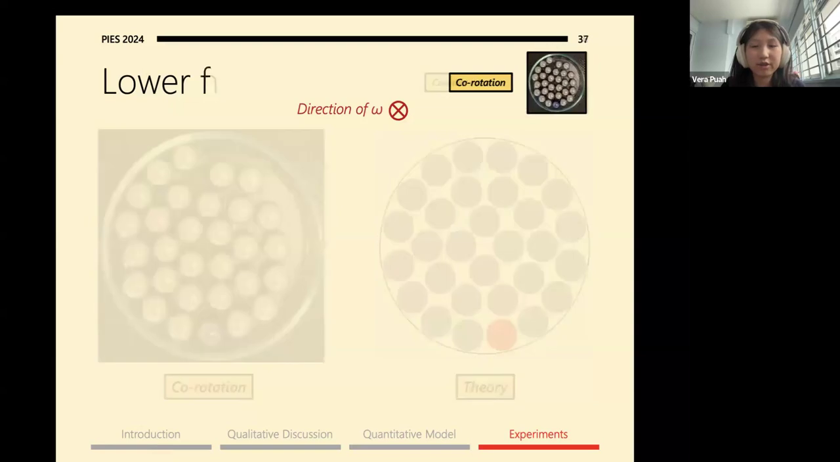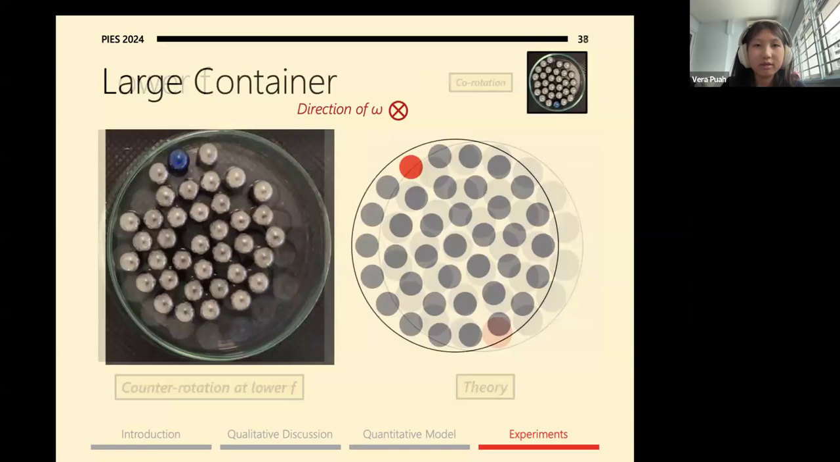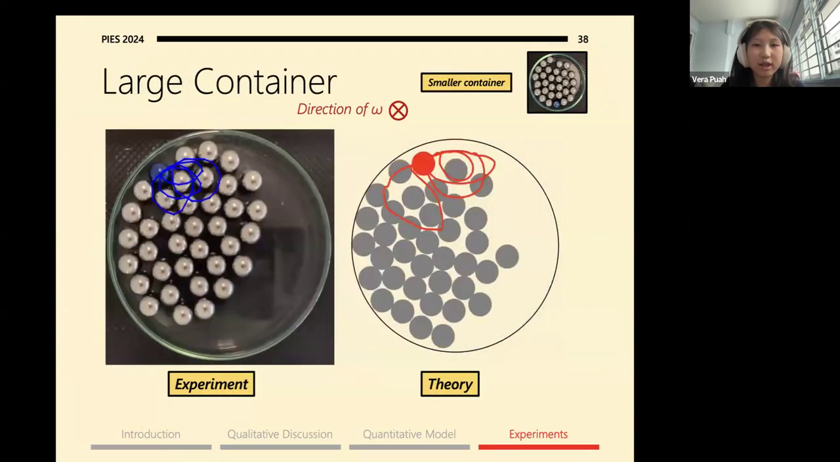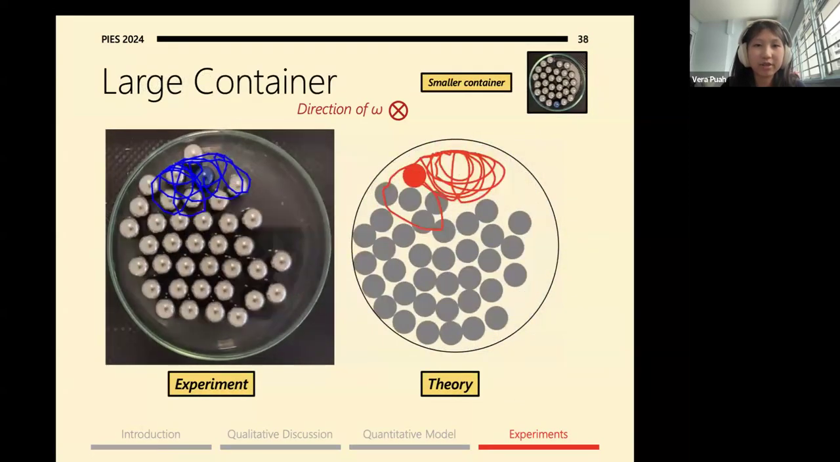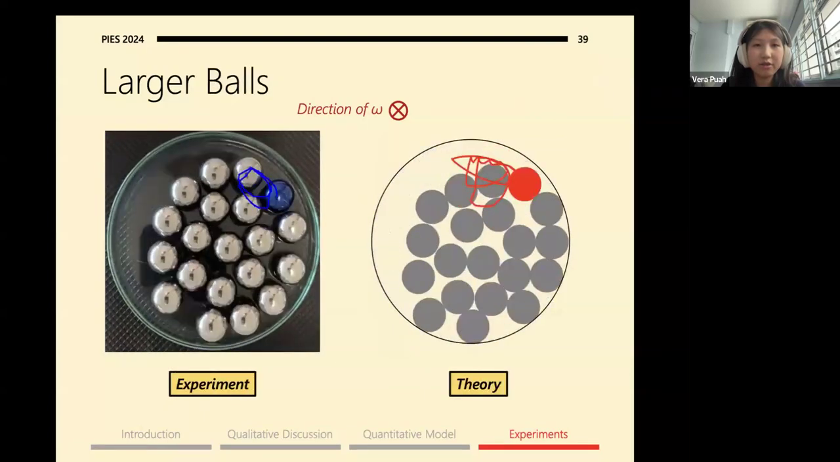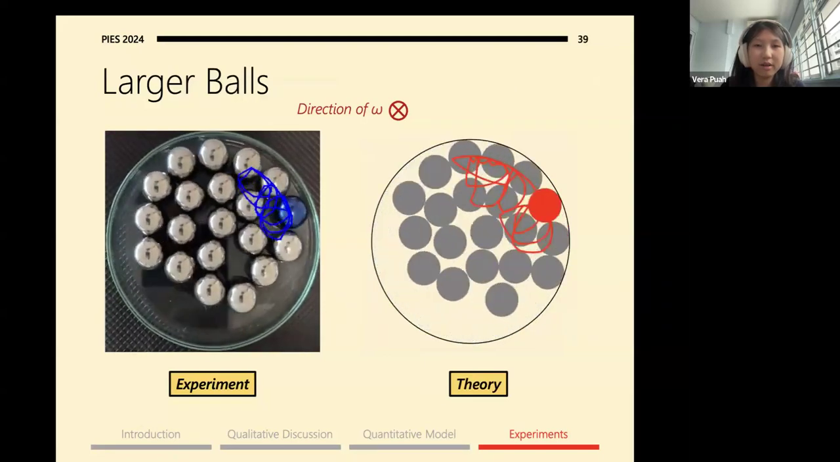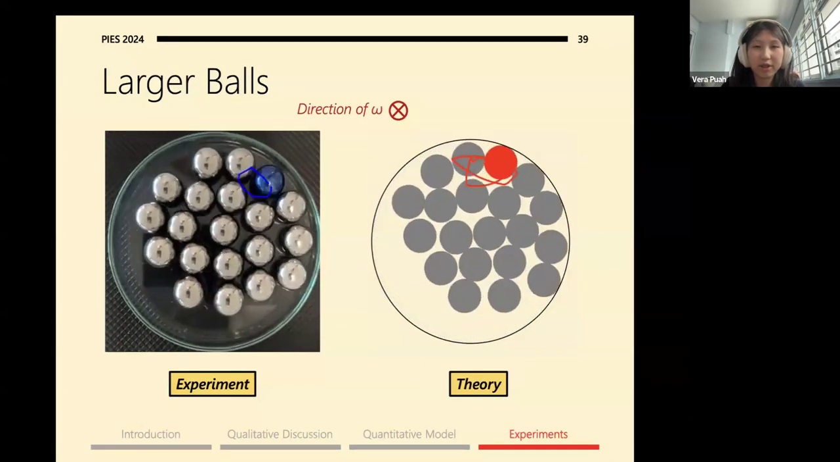When I lower the shaking frequency, it's also quite similar. And I've also used a larger container to investigate other packing fractions. I've also done the same thing with a larger ball size, as I wanted to try seeing what would happen if I changed the radius.